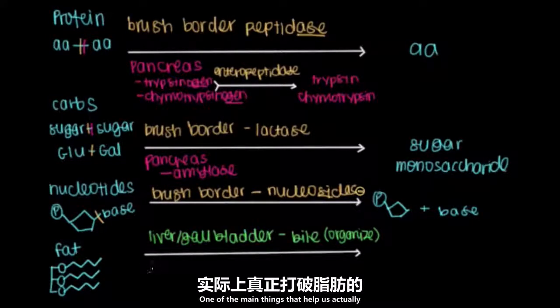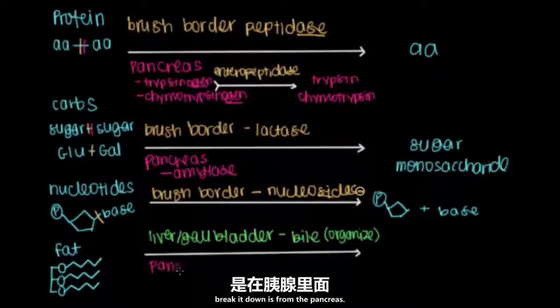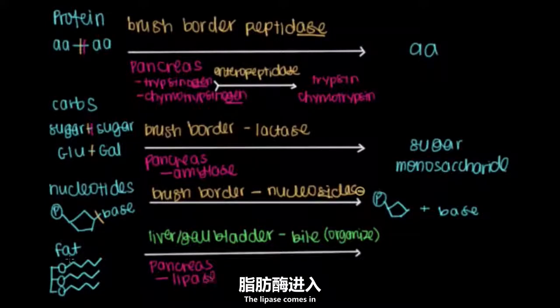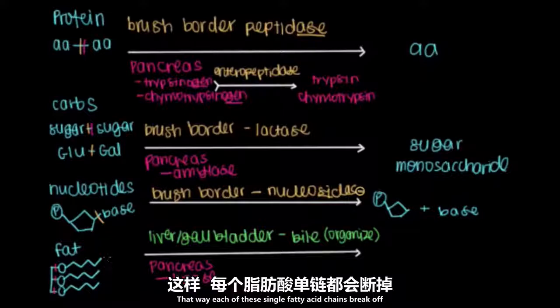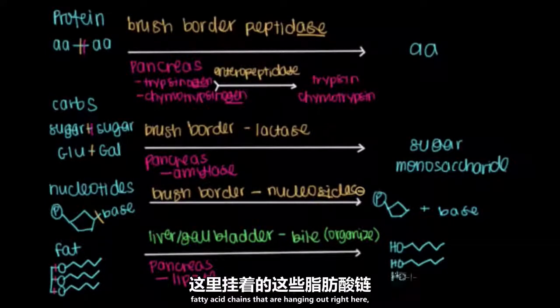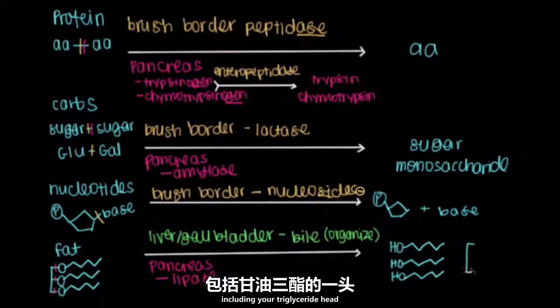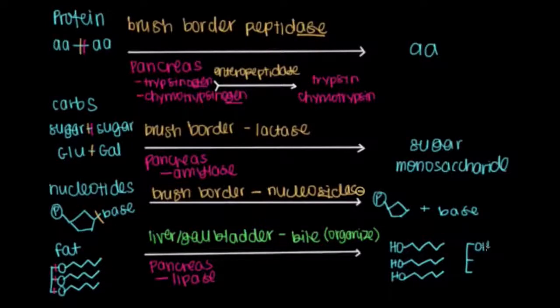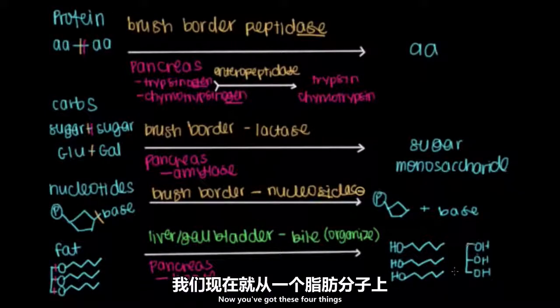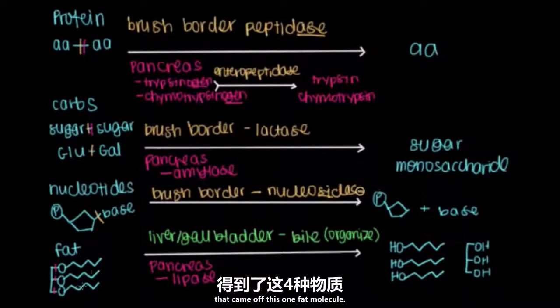One of the main things that help us actually break it down is from the pancreas. The pancreas releases something that's called lipase, and the lipase comes in and cleaves right about there. So that way each of these single fatty acid chains break off, and so you'll have these 3 fatty acid chains that are hanging out right here, including your triglyceride head. That's going to be a separate unit altogether. So now you've got these 4 things that came off of this one fat molecule.